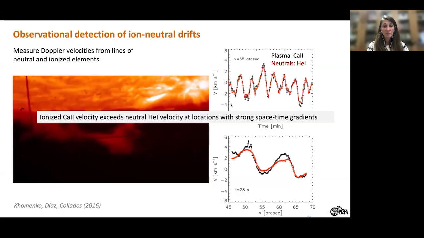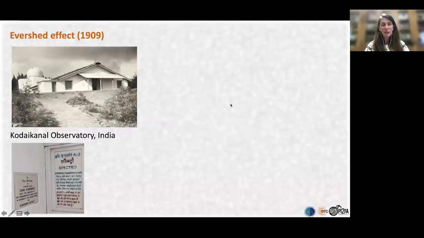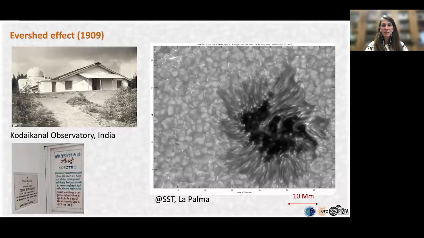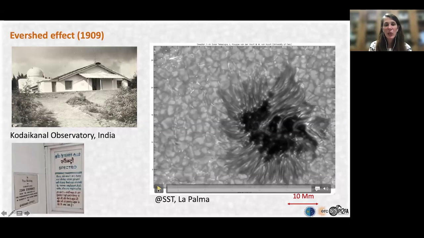And the last thing I wanted also to briefly mention is the Evershed effect in sunspots. The Evershed effect was discovered in India in Kodaikanal Observatory in 1909 by Sir John Evershed. And I've been to this observatory about a year ago visiting India. It was a very interesting experience.